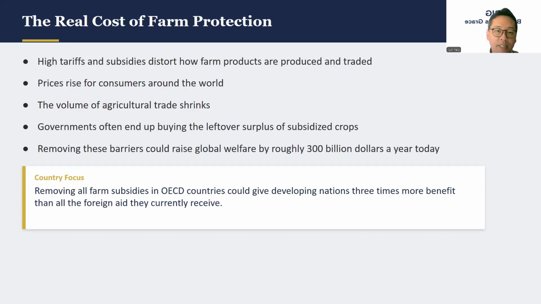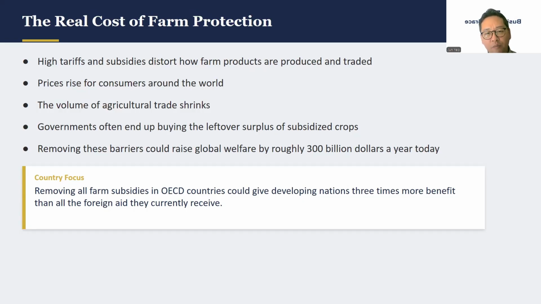Earlier estimates from the International Monetary Fund, or IMF, suggested that removing these tariffs and subsidies would raise global economic welfare by $128 billion a year. Other researchers suggested a number as high as $182 billion. Adjusting for today's economy, a more realistic figure is close to $300 billion a year.